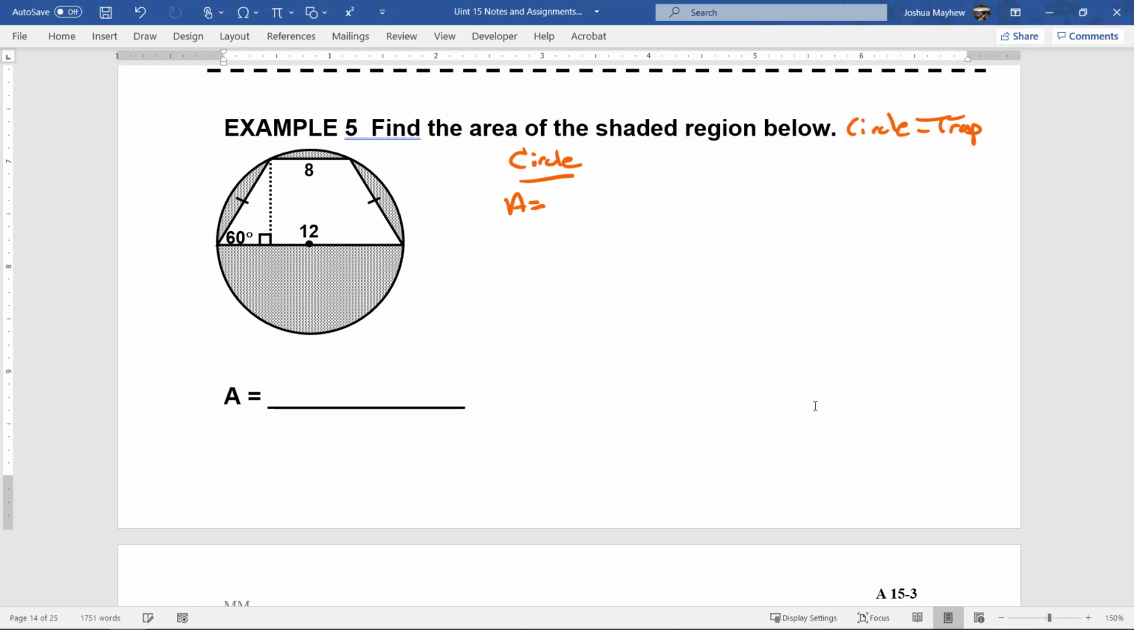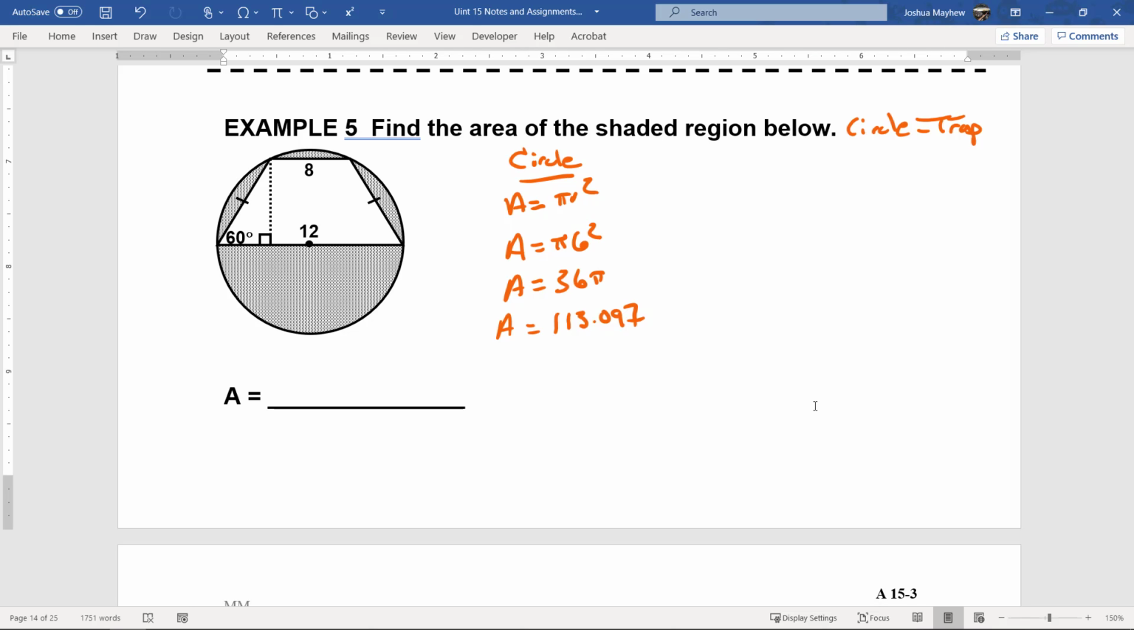Area of the circle, pi r squared. Diameter is 12, so the radius is 6, so pi times 6 squared is 36 pi, which is approximately 113.097. Now we need to find the area of the trapezoid.